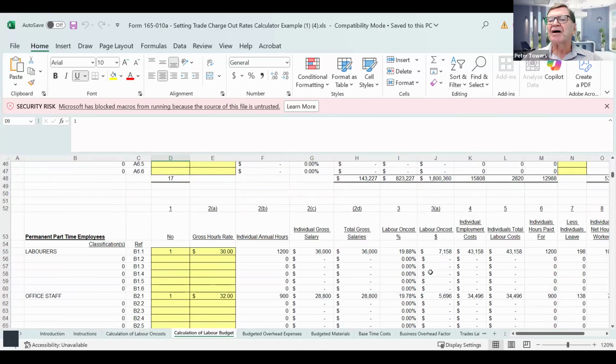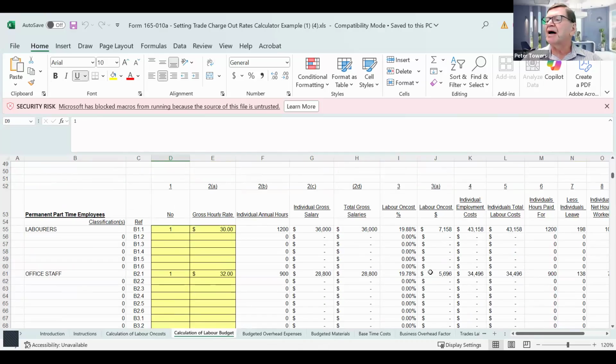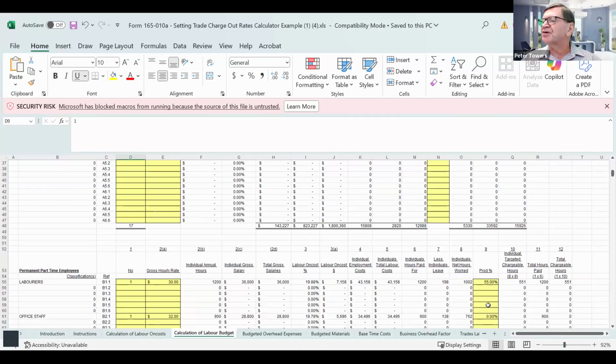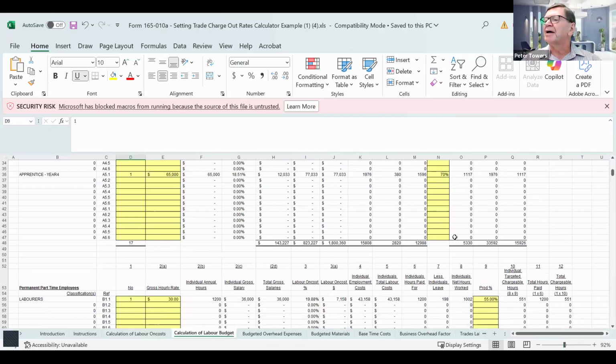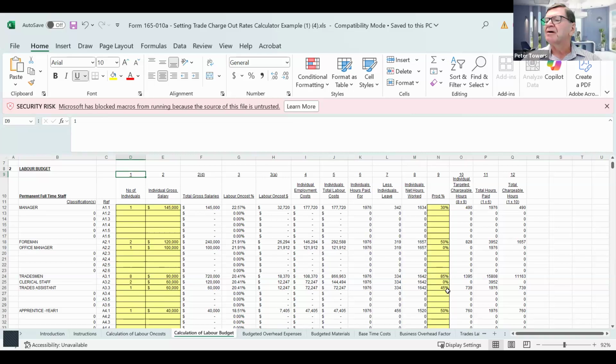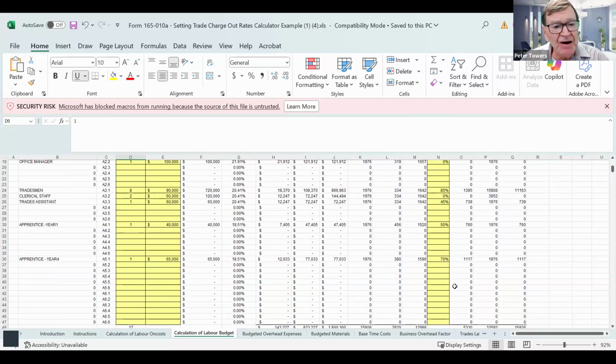We do exactly the same for the permanent part-time employees. Oh, I did omit one thing, my apologies. We need to insert the productivity percentage that's expected. So we'll go back, and for the manager, we said 30%, for the foreman, 50%, nothing for the office manager, 85% for the tradesman, 45% for the trades assistants, and so on. Obviously, you can vary those.